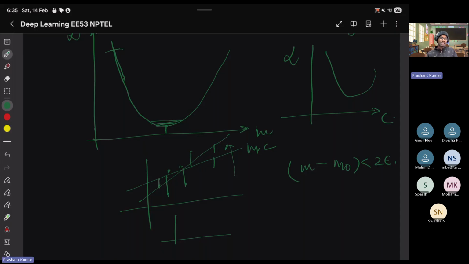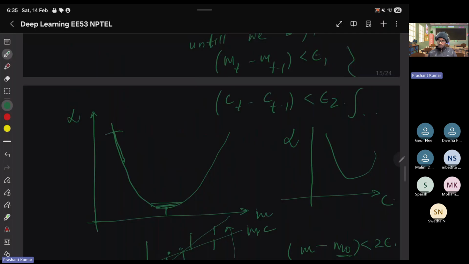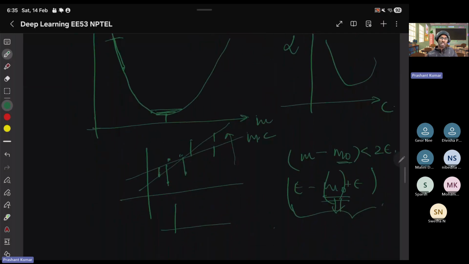So again, I will repeat: because there is a stochasticity and the error will never go to zero, you are always going to get some gradient near the optima, and you will keep fluctuating near some m naught plus epsilon and minus epsilon, and you will never reach m naught. So your result lies in this range. That's why this is called machine learning optimization. This is not pure optimization, because you are never going to reach the optima, since whatever data you have has some level of stochasticity.